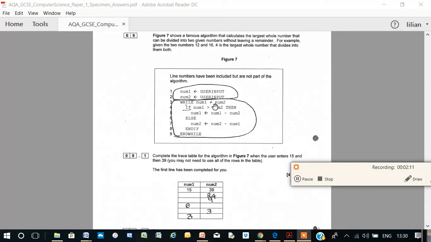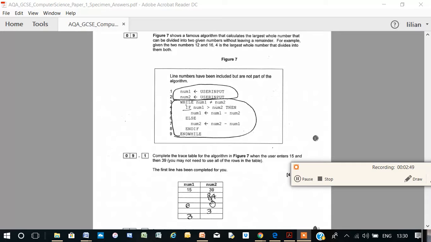Is num1 not equal to num2? 15 is definitely not equal to 24. 15 is definitely not larger than 24. So go to line 7. Num2 equals num2 minus num1. 24 minus 15 is 9. Go round the loop again. Num2 is not equal to num1. 15 is definitely not equal to 9. But here, num1, 15, is greater than num2, 9. Execute line 5. Num1 equals num1 minus num2.